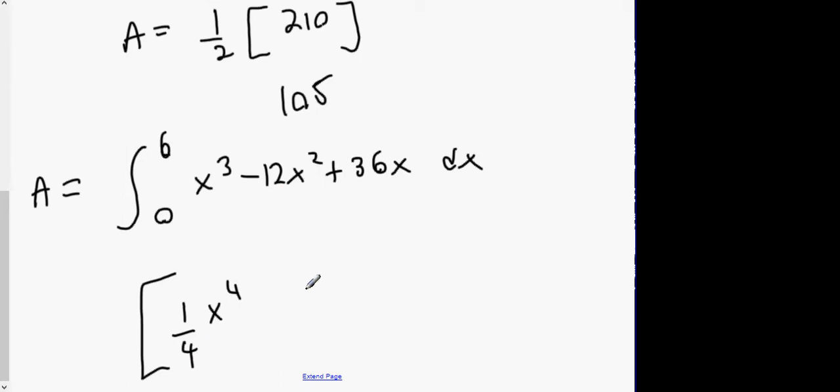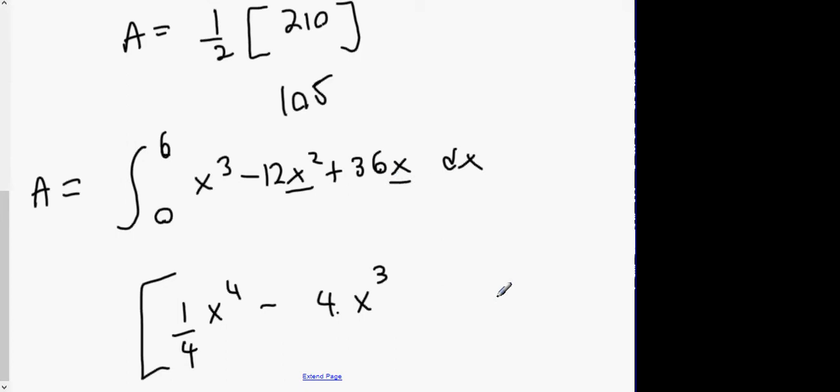What about the next one here? What happens when you integrate x squared? x3. And if you have a 3 here, you have to have a 3 below. 12 divided by 3? 4. Okay. 4x3.